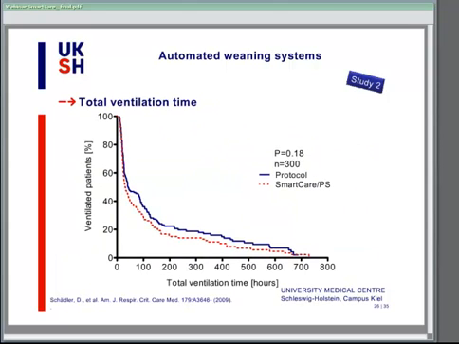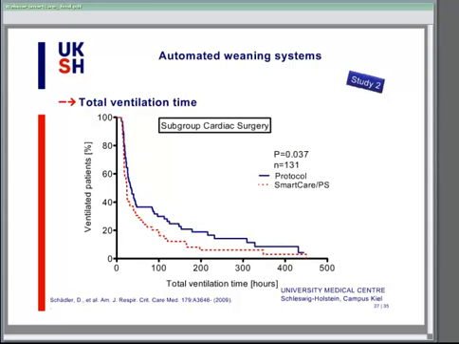So here's the main result. This is the total ventilation time, another Kaplan-Meier curve. The red dotted line is the total ventilation time of our SmartCare group, and the blue solid line is the protocol group. One might expect a trend to a shorter ventilation time in the SmartCare group, but the p-value is 0.18, so there is no significant difference between the two studied groups.